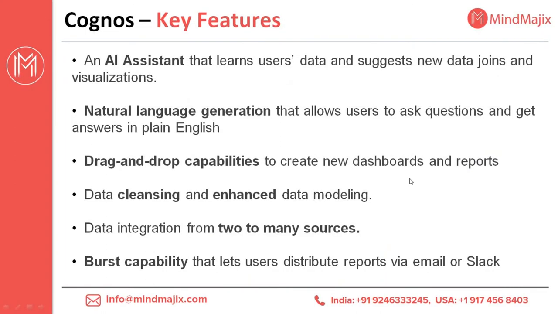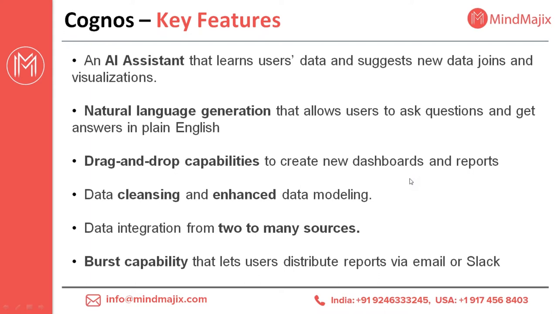Here we have some of the key features in IBM Cognos. As we discussed, in Cognos Analytics they have introduced an AI assistant to suggest the join types and visualizations. If I have table structures and data and want to analyze the data, IBM has introduced an artificial intelligence assistant within the portal that gives us suggestions on how to create the joins and which visualizations are best to produce from that data.